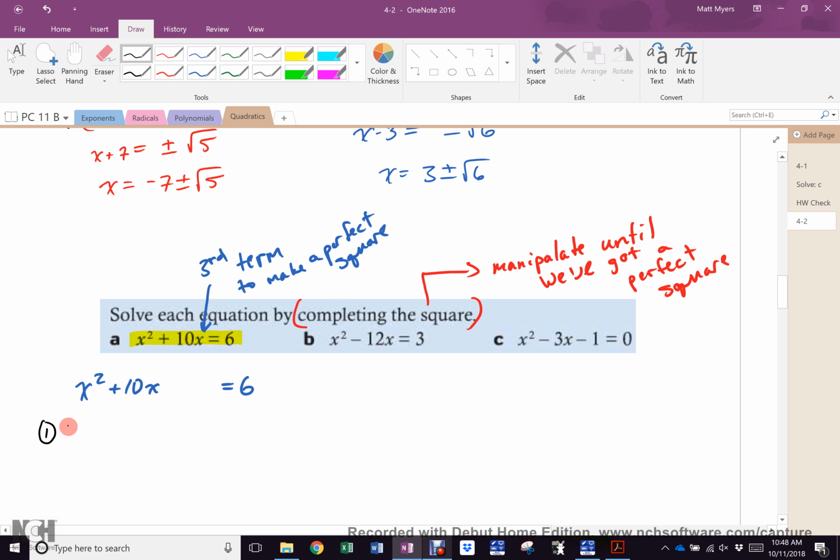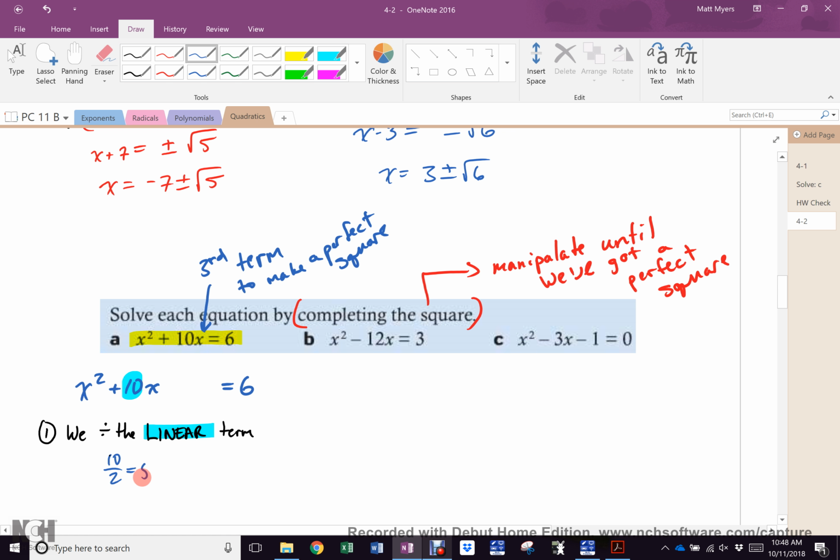So step 1 is we halve the linear term. Now, I've written the word linear in capitals, and I'm going to highlight it blue. Linear because it doesn't have an exponent. It's this term. Okay? That's step 1. So the linear term is 10. We divide by 2, and what do we get? 5. Oh, I should have done that in blue because I'm doing the whole question in blue.